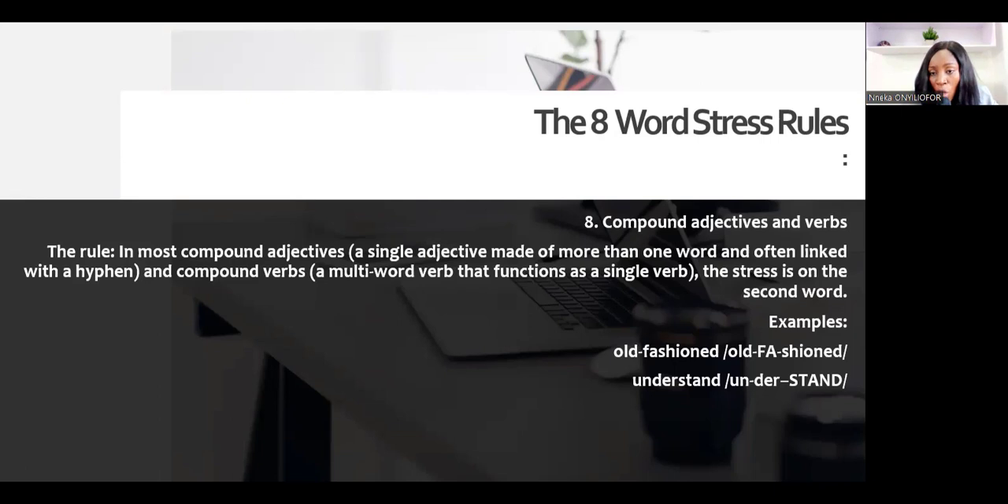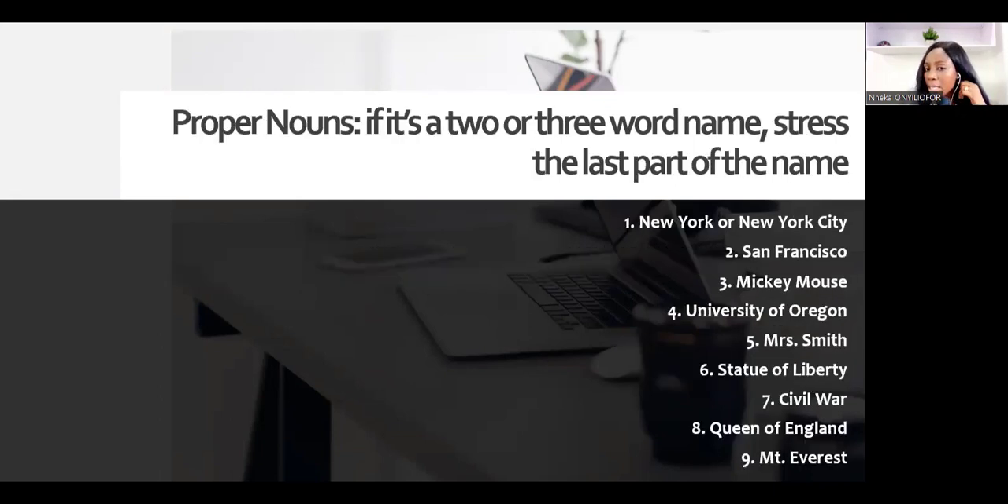Remember, the rule is on compound adjectives and verbs. The stress is on the second word. Old-fashioned. Understand? Let's take a look at these other proper nouns.